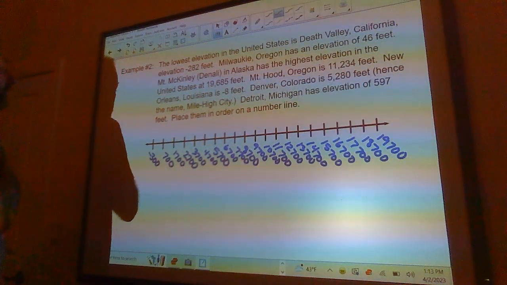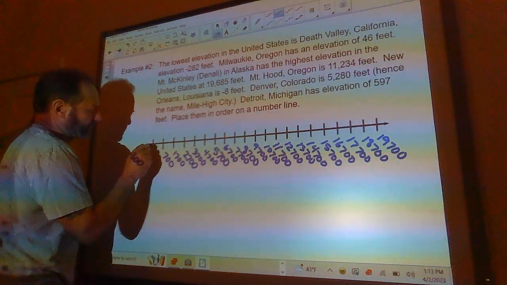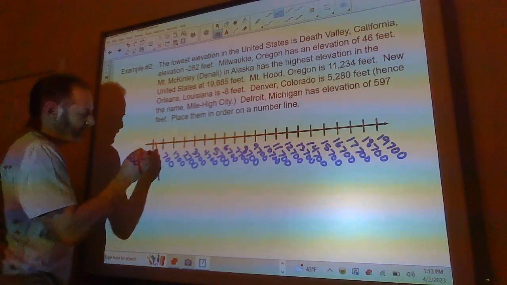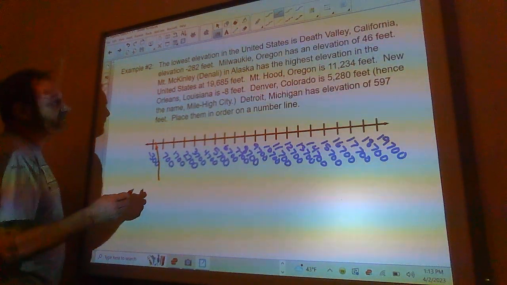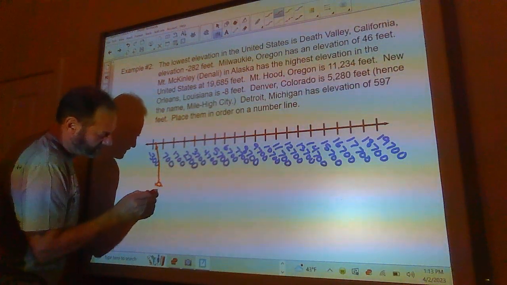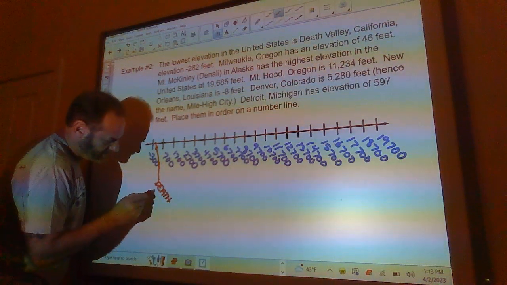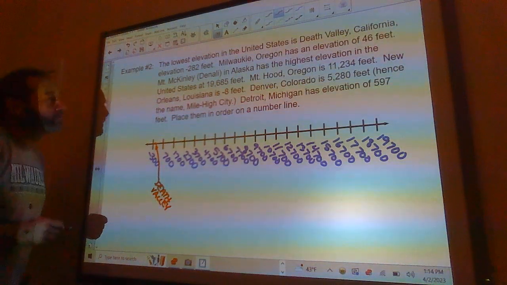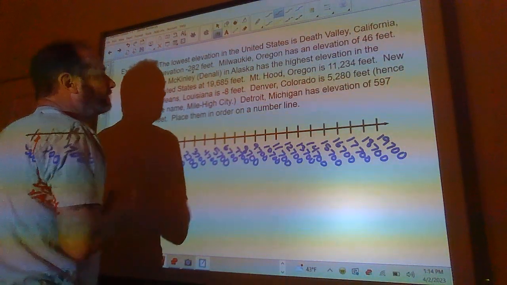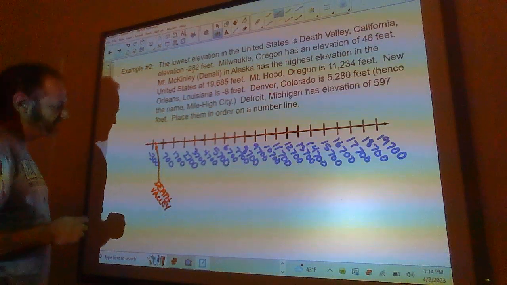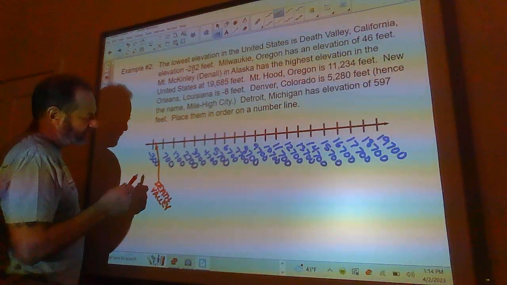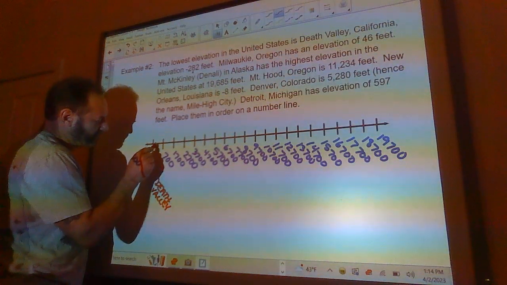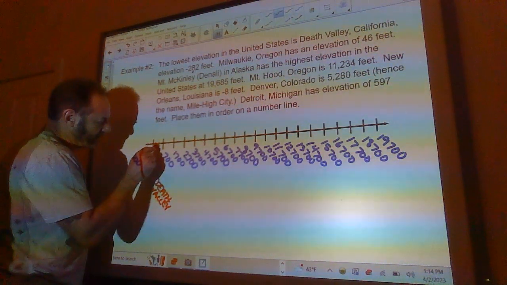So negative 282 feet, that's going to be pretty close to this. Okay, we're going to label that. That's Death Valley. Okay, so we've got that one done. Milwaukee, Oregon is at 46 feet. Wow. Okay, so we don't have a 0 on here. Milwaukee's going to be kind of right here.